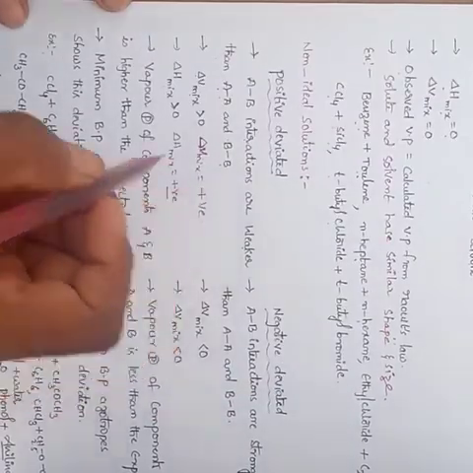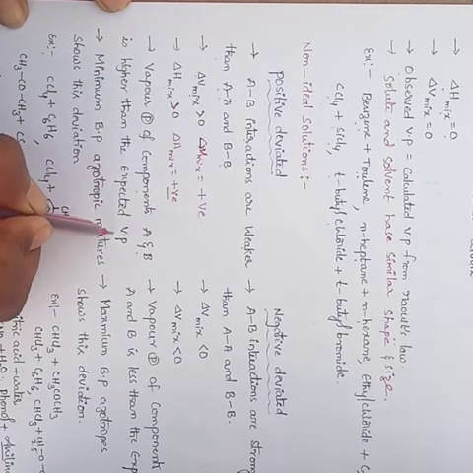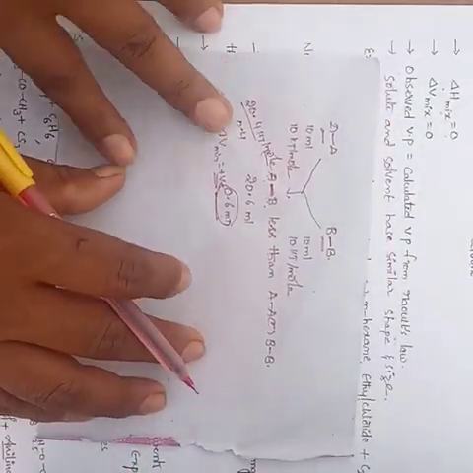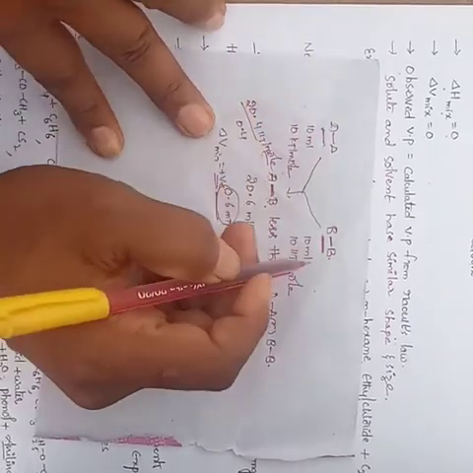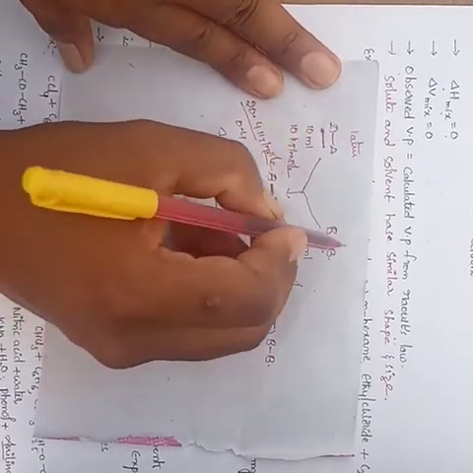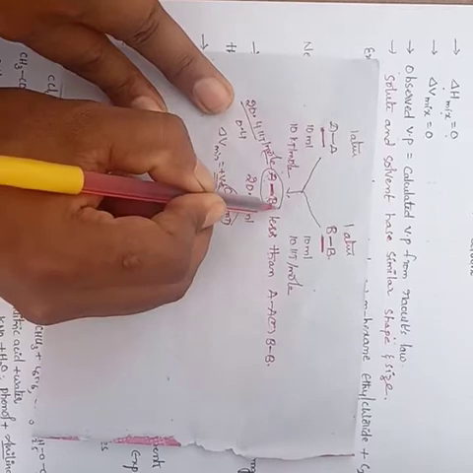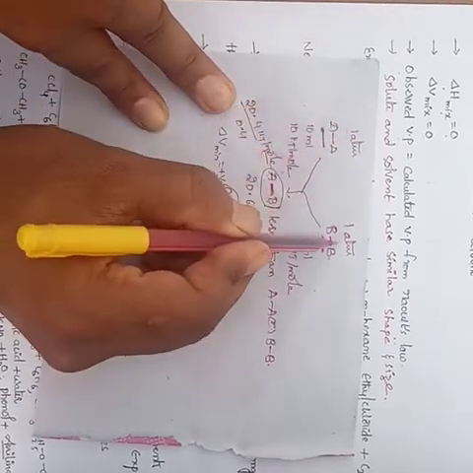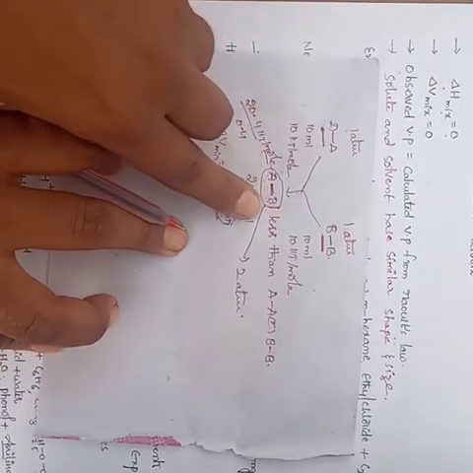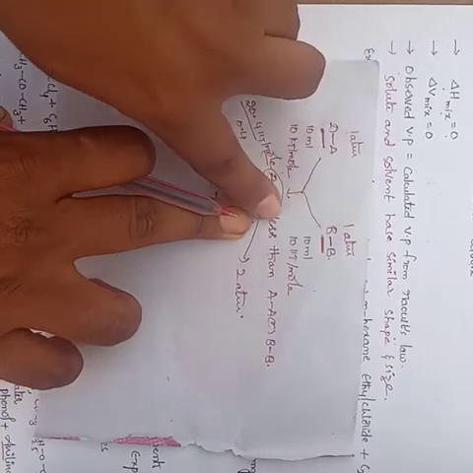Okay, next one: the vapor pressure of the components A and B is higher than the expected vapor pressure. So here the vapor pressure is greater than A to A and B to B. For example, component A can exert 1 atmospheric pressure, component B can also exert 1 atmospheric pressure, but the solution AB can exert more than 1 atmospheric pressure. For example, you can take 2 atmospheric pressure, meaning the pressure exerted by the positive deviated solution is greater than the pressure of the solute and the pressure of the solvent.